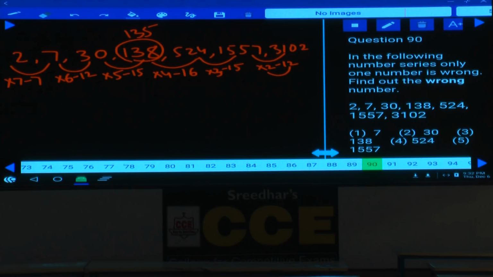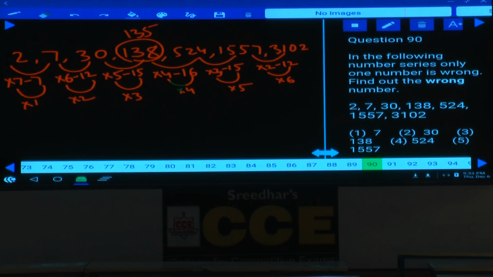Now 1 minute. Now 2 and 12, how can you express this one? 2 into 6 is 12. Now 3 and 15, 3 into 5 is 15. 4 and 16, 4 into 4 is 16. And 5 and 15, 5 into 3 is 15. 6 and 12, 6 into 2 is 12. Now 7 into 1 is 7. Clear? Now what is the difference here?